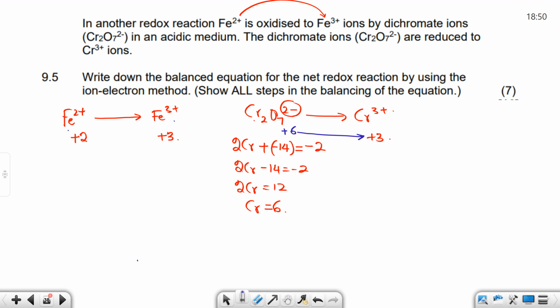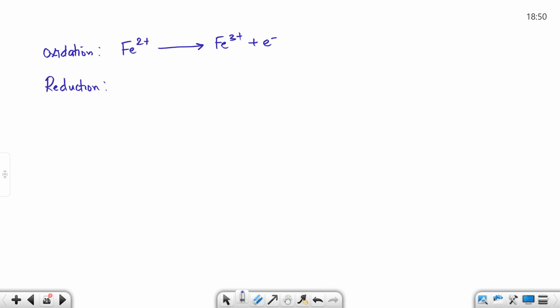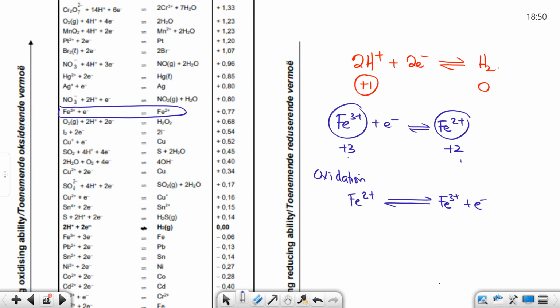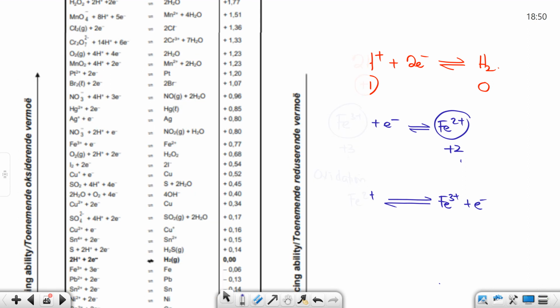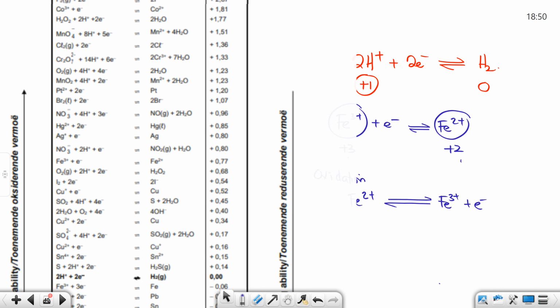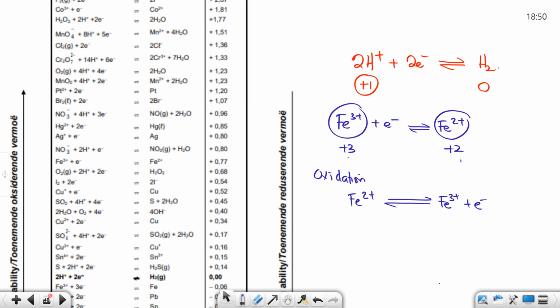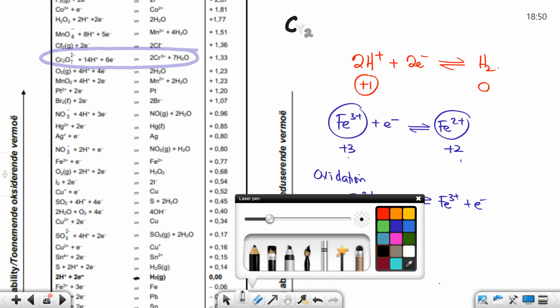Okay, dichromate. Let's go look for it. Cr2O7 2- and Cr3+. Let's go together. Use the table again. If anyone finds it, just holla. Oh, I found it quickly. It's right on top here. Check it. That's it there. If you have your table, so what's the equation?